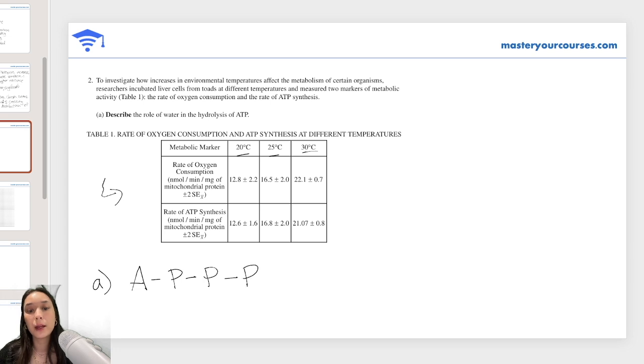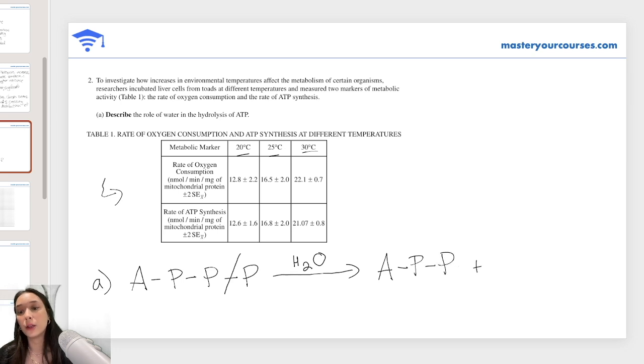1, 2, 3. And then when you add water to the equation, like this, what's going to happen is you're going to cleave this bond here, just like it does for any other macromolecule like carbohydrates, proteins. The water is going to split that part, and then you're going to end up with ADP, so adenosine diphosphate, with a loose phosphate here.